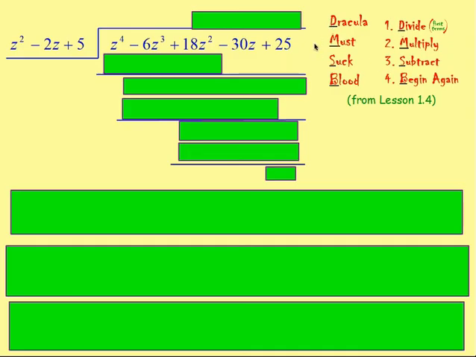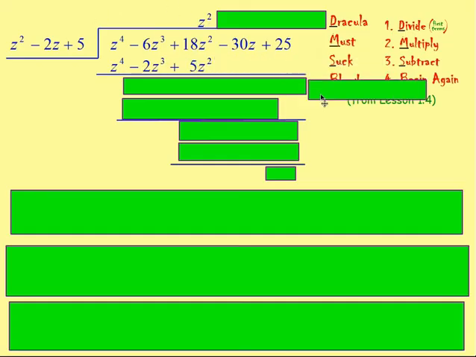So D for divide first of all, and it's always the first terms that you divide. So z to the power of 4 divided by z squared gives an answer of z squared, and our answers go at the top. Then Dracula must, and must is for multiply. So we multiply the z squared by z squared, which gives z to the power of 4. Z squared times negative 2z gives take away 2z cubed, and z squared times 5 gives plus 5z squared.